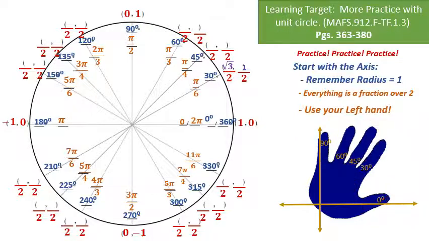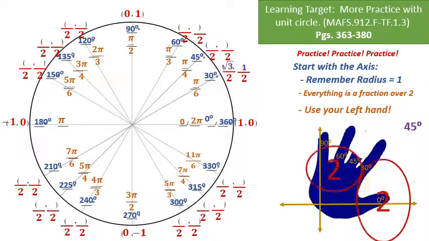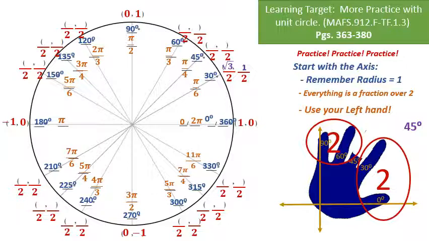All right, so now let's look at a 45-degree angle. So we've got to chop off our middle finger. That's our 45-degree angle. All right, now look at what's left over. I have 2 on the top and 2 on the bottom. Well, guess what that coordinate is? Square root of 2 over 2, square root of 2 over 2. Every single answer is on your left hand. You don't have to memorize anything. You just got to know the trick.